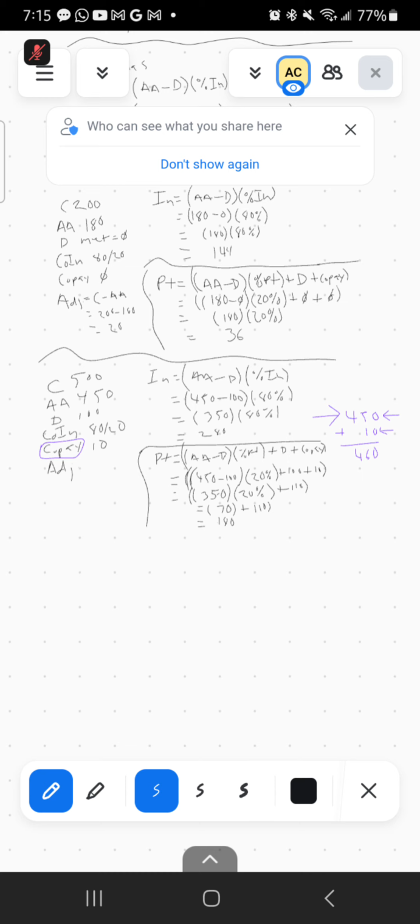Right. So insurance plus patient plus copayment is what the total amount for the visit is going to be, plus deductible. Plus deductible. Okay, yes, I understand. Thank you. Okay.